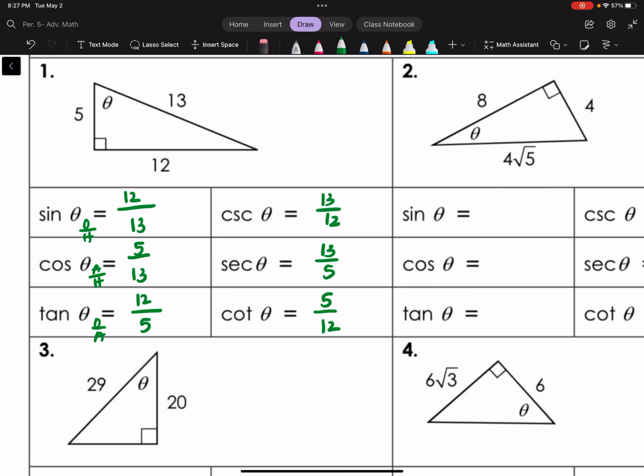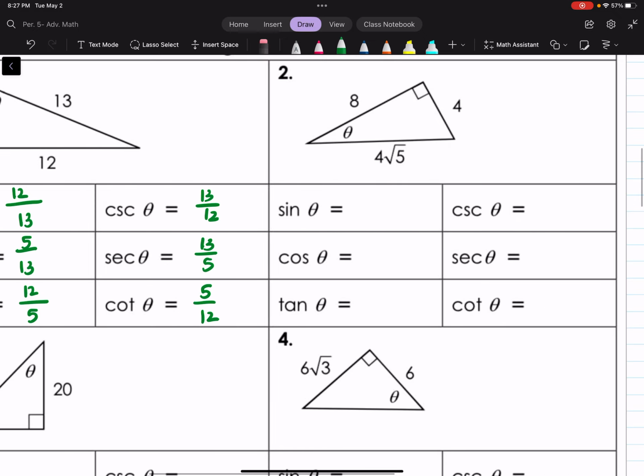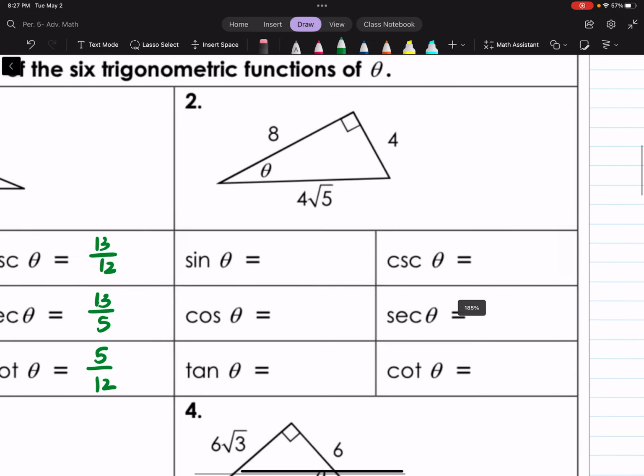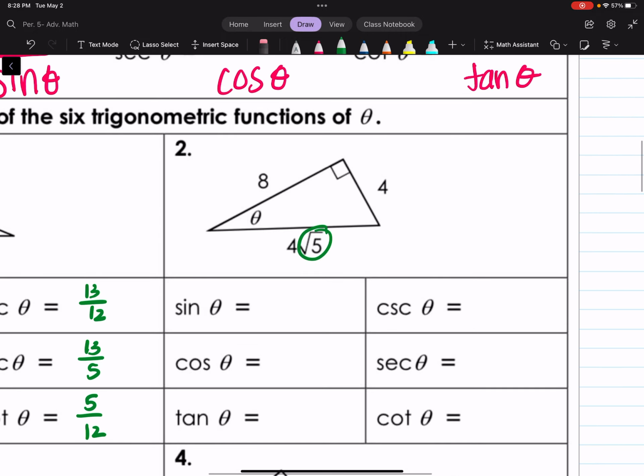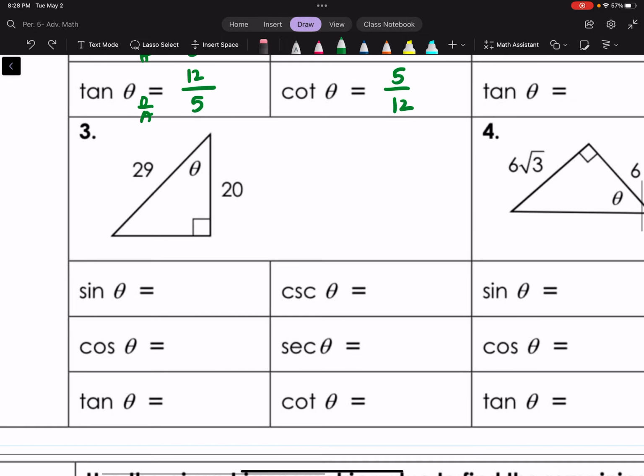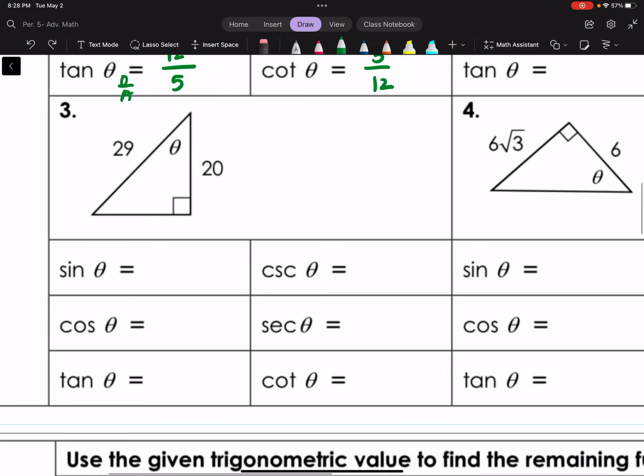Okay, hopefully that was easy enough. If you have any questions, let me know. This one is a little bit tricky because you have a square root there, but I'm going to actually do number 4, which already has a square root, and then whatever I teach you guys in 4, apply it to number 2.